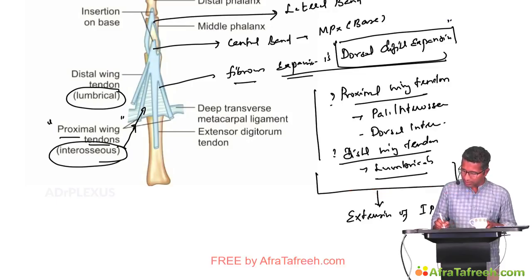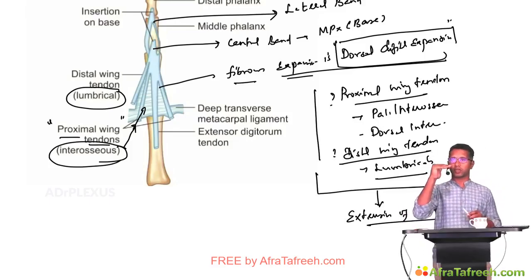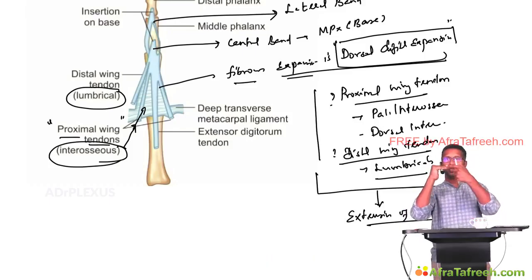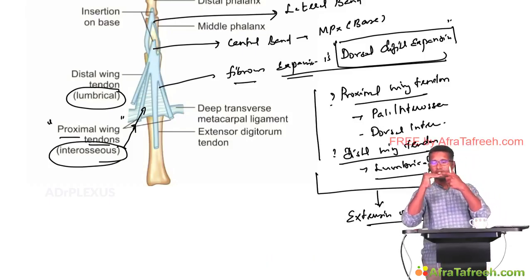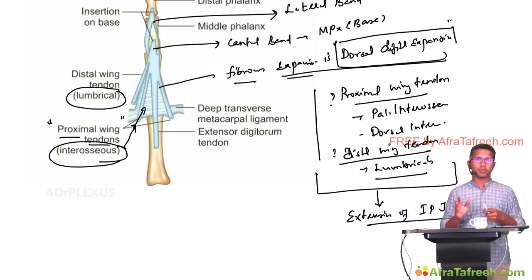These muscles cause extension of the interphalangeal joints. So if you want to extend your interphalangeal joints, if you want to keep your hand like this, this extension of the interphalangeal joints is produced by the wing tendons.